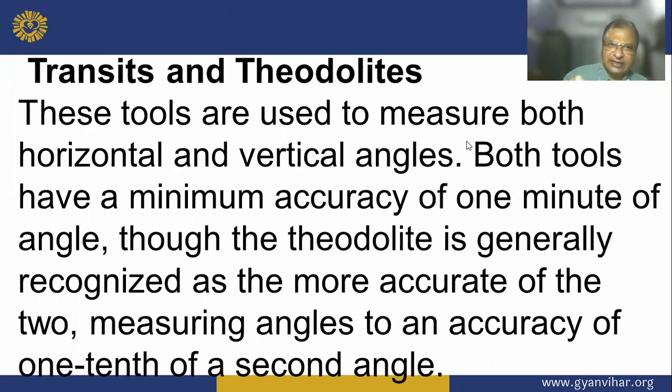Like that, the transit and theodolite. These tools are used to measure both horizontal and vertical angles. Both tools have a minimum accuracy of 1 minute of angle. Though the theodolite is generally recognized as the more accurate of the two in measuring angles, to an accuracy of one tenth of a second of angle.